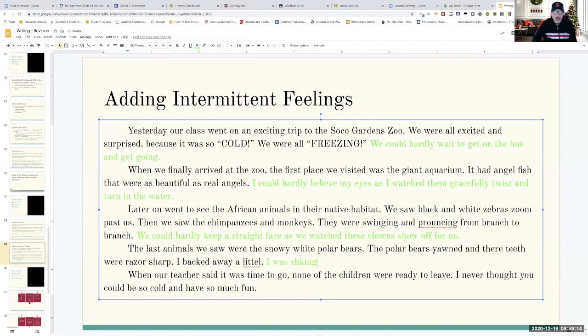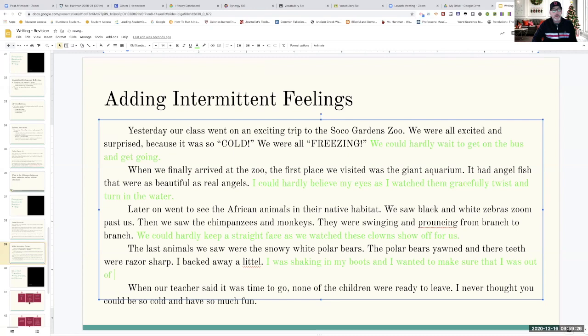I was shaking in my boots, and I wanted to make sure that I was out of reach. Out of, we'll say there. Okay, so again, descriptive: I was shaking in my boots and I wanted to make sure that I was out of their reach. Again, it's a real simple add, but it adds to the overall picture of what's happening in our piece here. Moving on to the next paragraph.